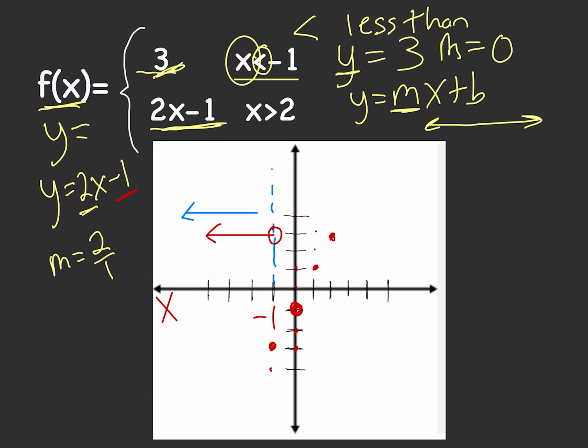And I'm going to backtrack. I might need it down here. I'm going to go backward, down 2, left 1, down 2, left 1. Okay, and then I'm going to graph that where it says that this only applies where x is greater than 2.